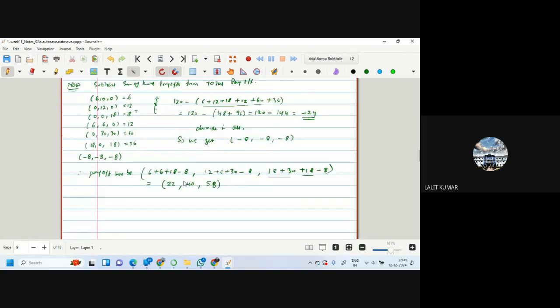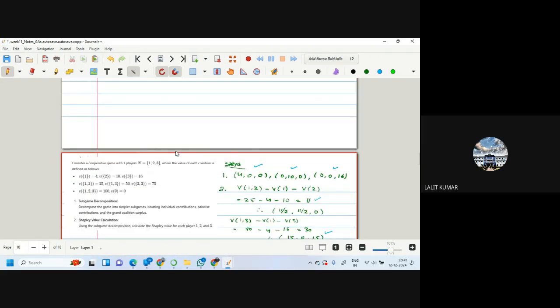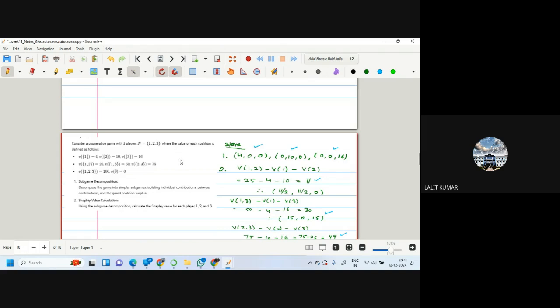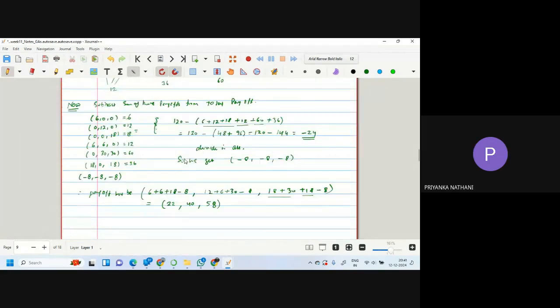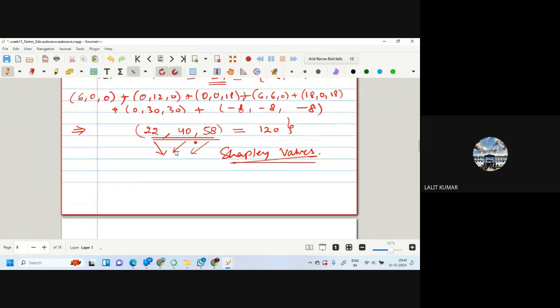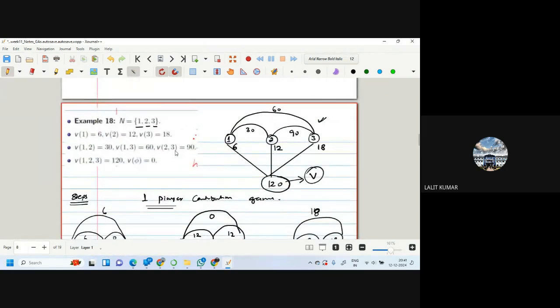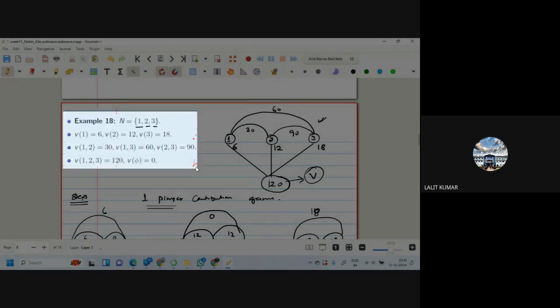You can do one small exercise in your free time and you will get this answer. Otherwise, shall we do another one? Is it okay? Now there is a much easier way to do this, and we will do that part and solve the same question.